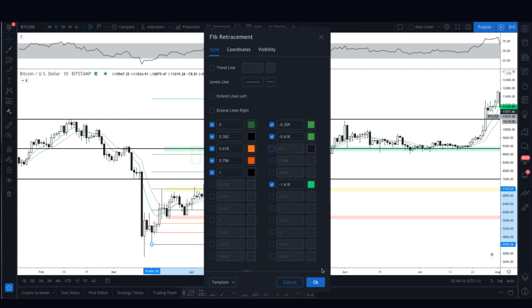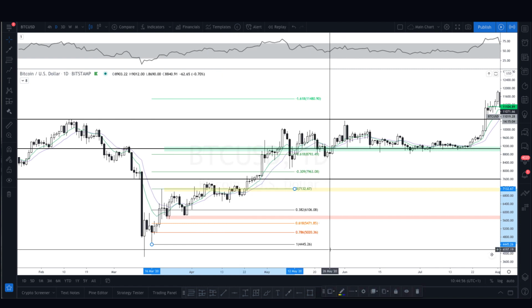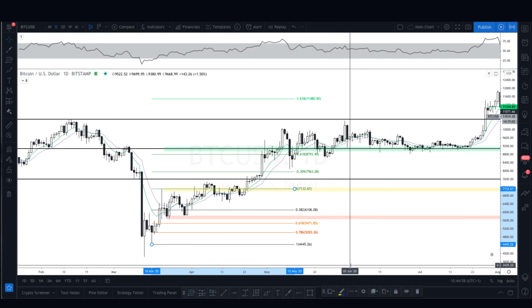So it's entirely up to you if you want to use it or not. Personally, I don't, because I can kind of see it with my eyeballs anyways in between. I like to not have too much on my chart. So that's how you get into a trade. How do you get out? Well, you can see my targeting points there.